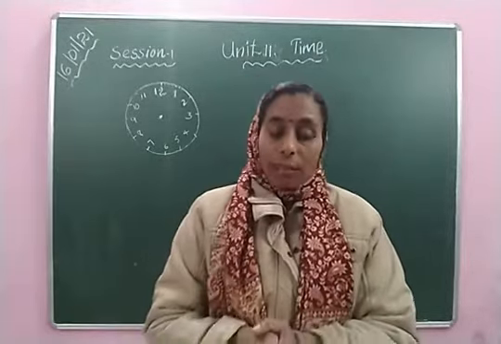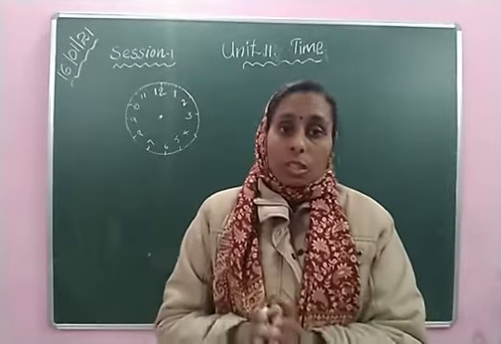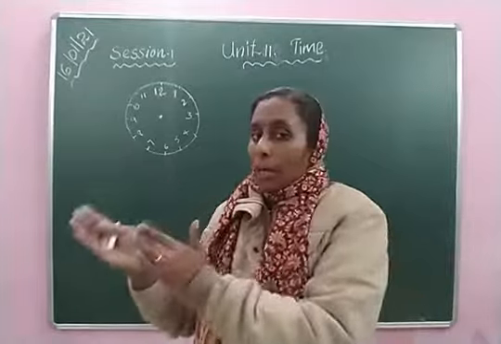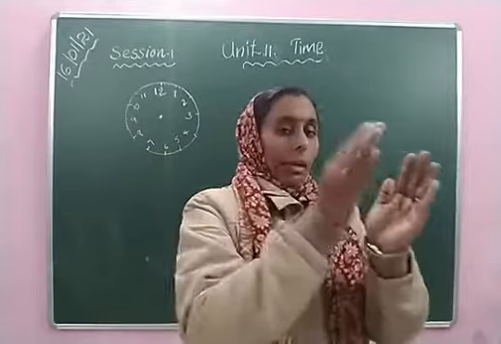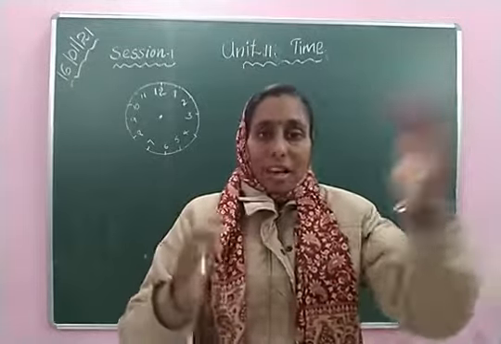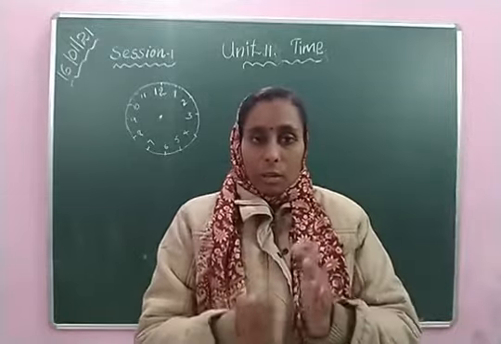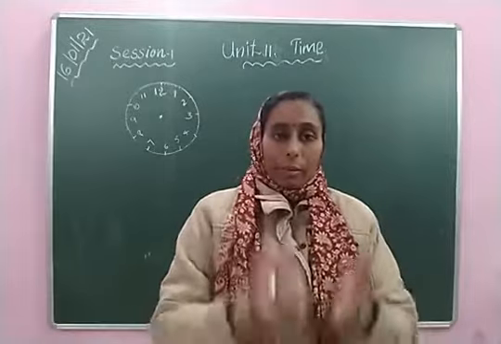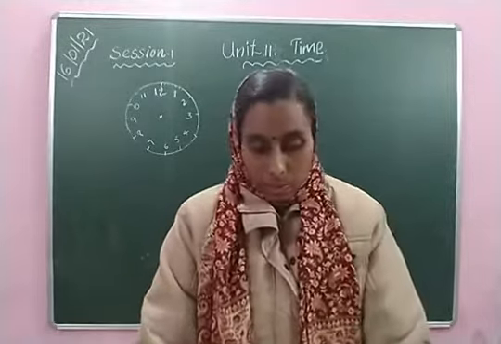Okay, what is time? Time is the gap or difference between two occasions, or it differentiates the past and present, yesterday and today, or morning and afternoon, night and day, last month and this month, or 2020 and 2021. That is how time differentiates all these things.